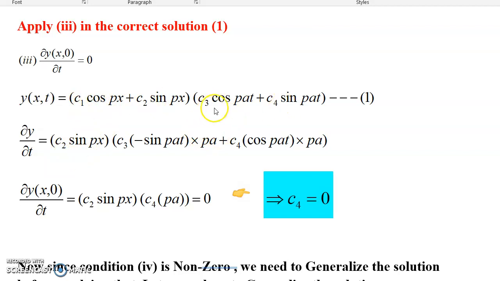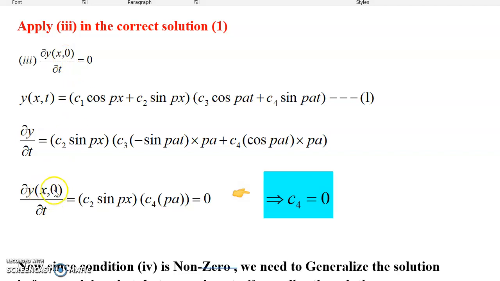Now look at the term having t. Differentiate that. Cos, when you differentiate, gives minus sin pat into pa, plus c4 sin pat, when you differentiate, gives cos pat into pa. So this is dou y by dou t.